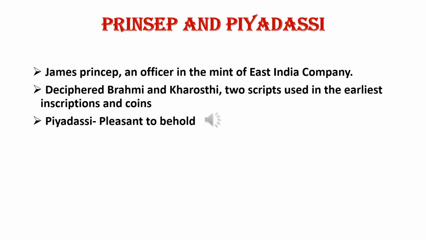In 1830, James Prinsep deciphered Brahmi and Kharoshthi, two scripts used in the earliest inscriptions and coins. He found that most of these mentioned a king referred to as Piyadasi, meaning pleasant to behold. There were a few inscriptions which also referred to the king as Asoka. Subsequently, scholars began to shift their focus to the context of the political history of India, ranging from the 6th century BCE onwards.